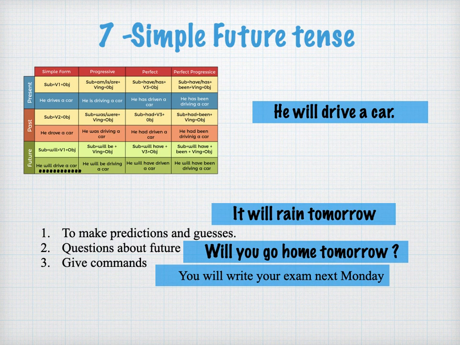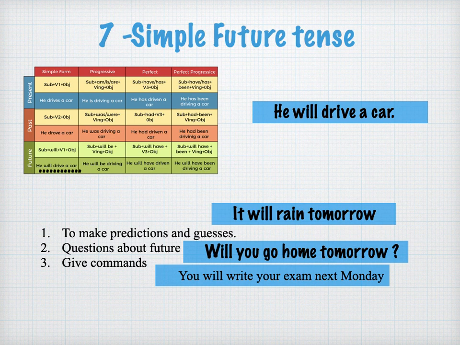Now, this tense is usually used to make predictions and guesses. It will rain tomorrow. I will buy a house. Again, questions about future. Will you go home tomorrow? Again, to give commands. You will write your exam next Monday.